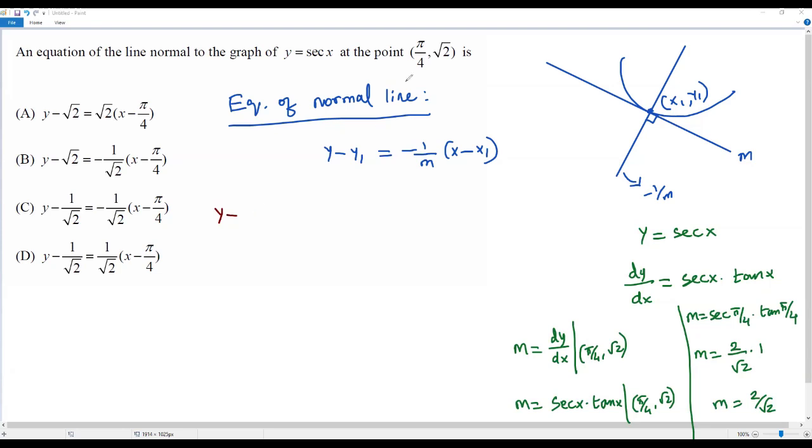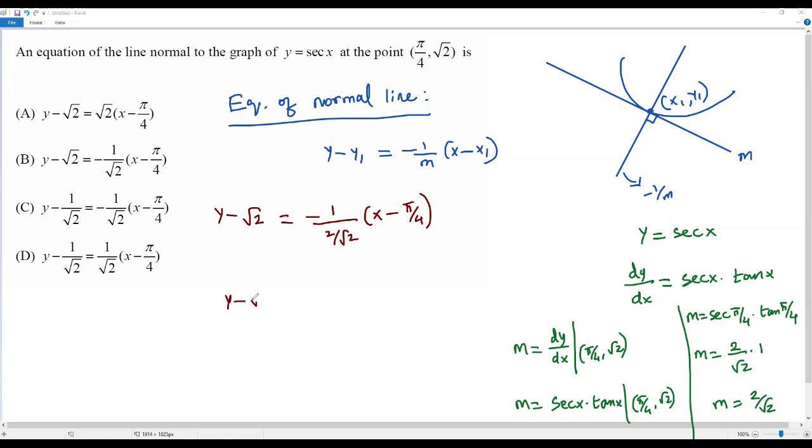So that is y negative, the y1 in the given point is square root of 2. Let me plug in square root of 2 for y1. Negative 1 over m, just now we got it, that is 2 over square root of 2, times x negative. The value of x1 is pi over 4 in the given point, the exponent. So we can plug that in for x1 over here.